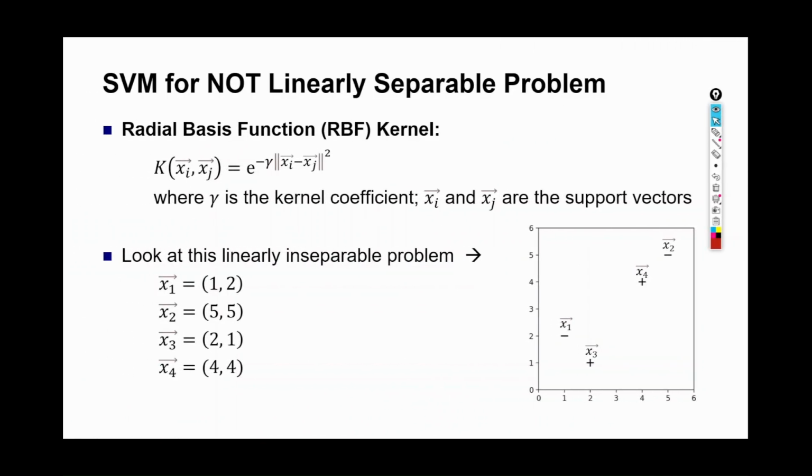One is the so-called polynomial, the linear one that we have covered in our first half. Now let's look at the other one, the RBF kernel, radial basis function kernel. We are going to transform the original vectors, support vectors, into higher dimensions. And the amazing thing is that we do not need to transform them one by one. What we want to do is just apply this kind of function. Over here, gamma is the kernel coefficient, and xi, xj are the support vectors.